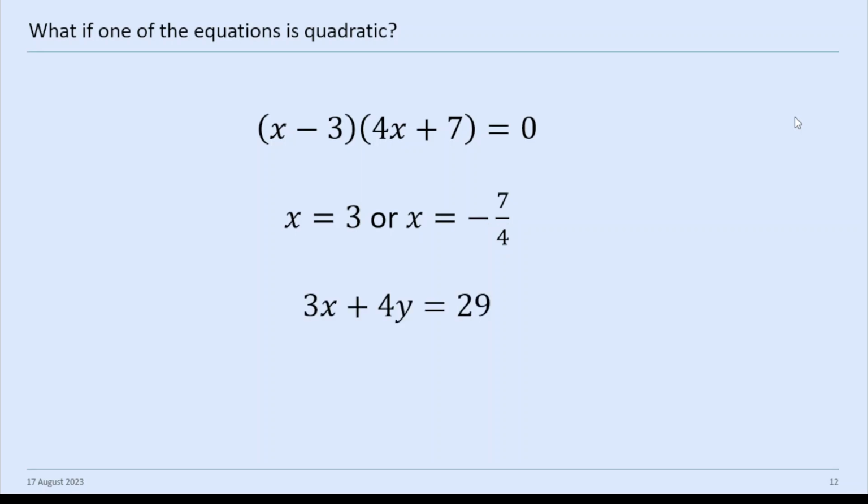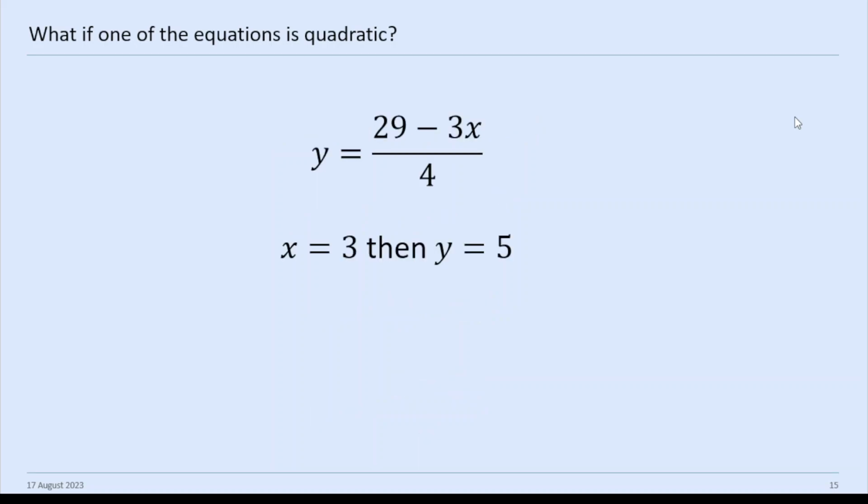Now we can work out y, now we've got x. So we know that 3x plus 4y equals 29, which means y equals 29 minus 3x over 4. So we substitute in 3, which is pretty easy. It's just 29 minus 9 is 20 over 4, which is 5. That's easy.